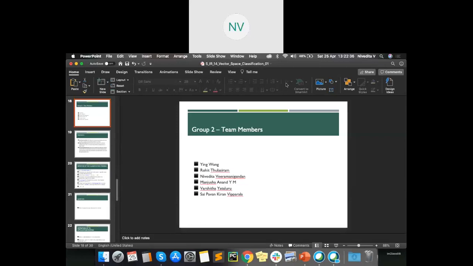This is group 12 and part of group 2. Those are our team members. We have 6 team members, and we will talk the slides according to our name order.